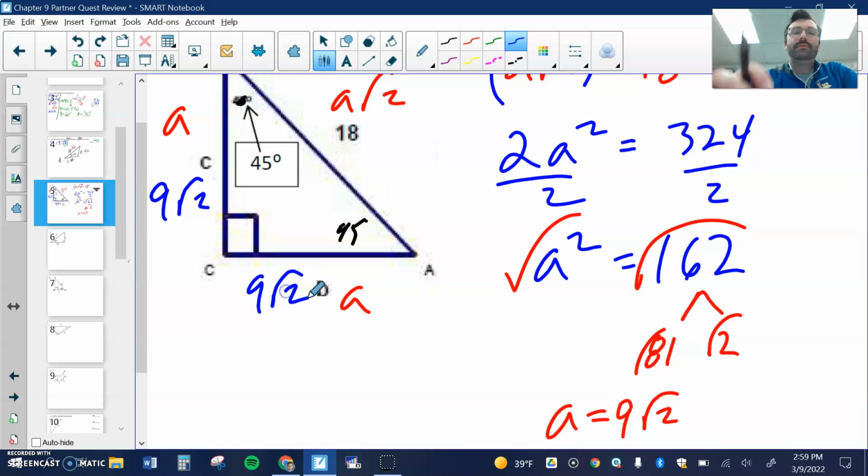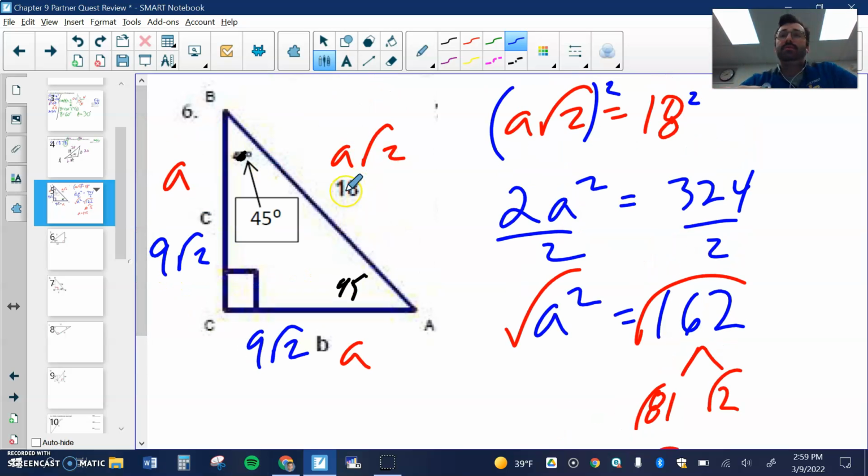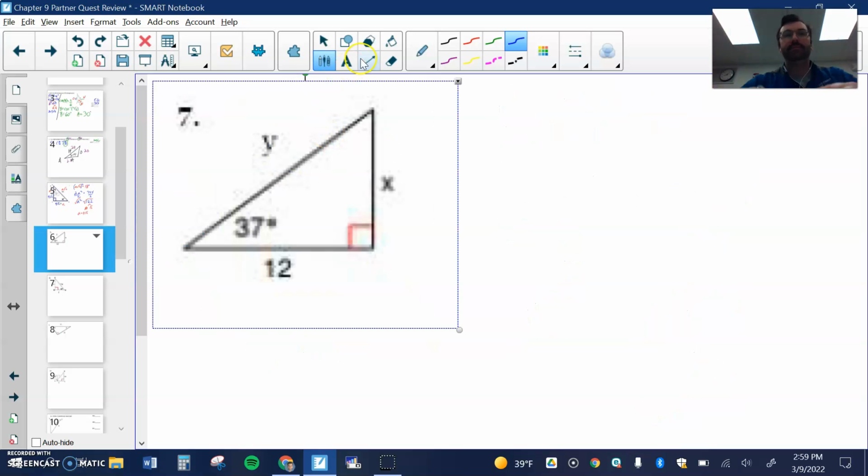If it's a 45-45-90, and there isn't a root 2 where they're supposed to be, I just divide the 18, or whatever that number is, by 2, and then slap a root 2 on it. So 18 divided by 2 is 9, slap a root 2, it's 9 root 2. All right? Let's try the next one.